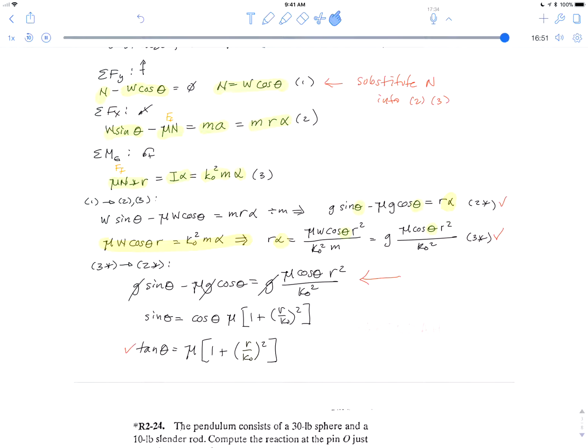Now, just a comment about this solution. In statics, if you remember, for it to start slipping, tangent theta had to be mu, but because it's rolling, you have this extra R divided by the radius of gyration squared onto that, so it has to be a little steeper to make it slip and roll. But that's that problem.